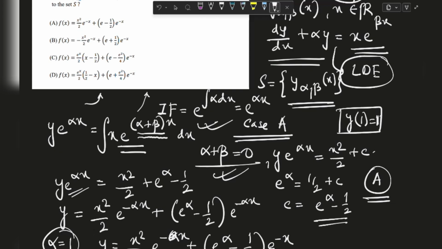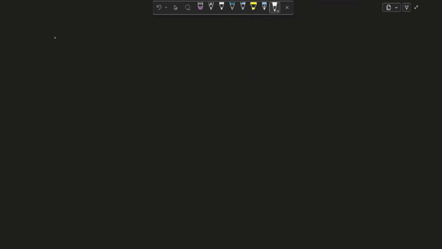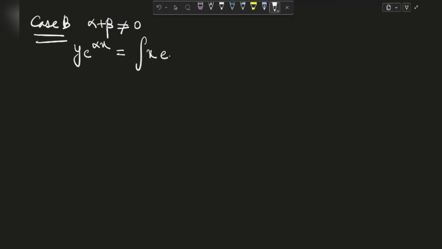let's do the alpha plus beta not equal to 0 substitution with a second case and see what happens. So in the second case, say we take this as case number B, where we say that alpha plus beta is not equal to 0. So now basically our equation is just as before. This is integral x e power alpha plus beta times x dx. So now we have to manipulate this using by parts, pretty obvious. So I will quickly do that.